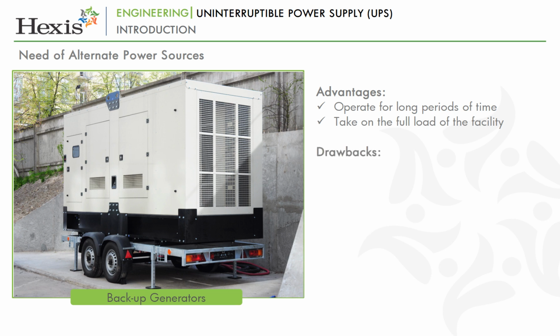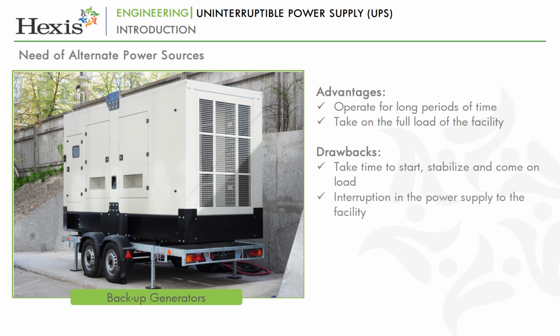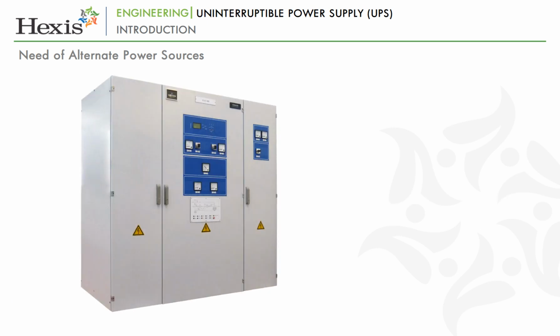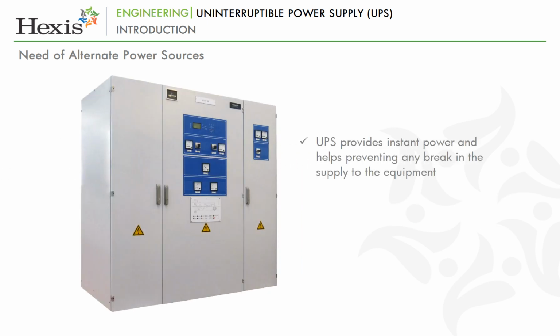However, the only drawback is that generators take time to start, stabilize and come on load, and there is an interruption in the supply to the facility which may range from a few seconds to a minute. The interruption may not be acceptable for some critical equipment like servers, which take a long time to reboot, and also for standalone computers which may lose critical data due to the interruption or maybe result in a failed transaction. This is where UPS comes in and provides instant power, thereby preventing any break in the supply to the equipment.